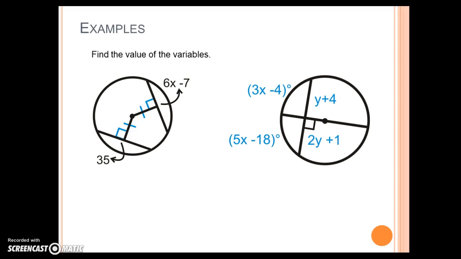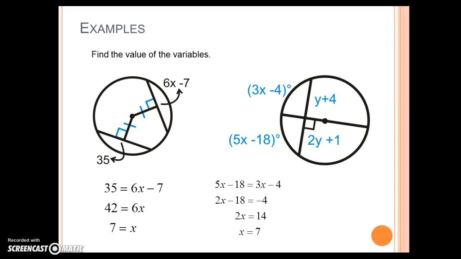We know because those chords are equal distance from the center that they're equal. So I can set 35 equal to 6x minus 7 and solve for x. X is 7. In the second one, I know because it's a diameter that's perpendicular, the arcs are going to be congruent, so we set the arcs equal to each other and solve. X is 7. And in the next one, I know that the parts of the chord are also going to be congruent because it bisects both the arcs and the chord. So we set y plus 4 equal to 2y plus 1 and solve. We get y equals 3.